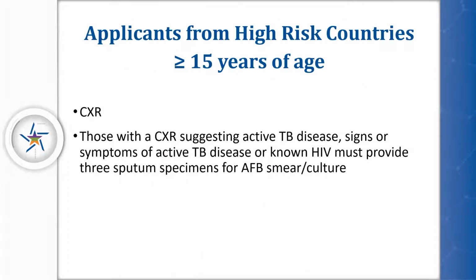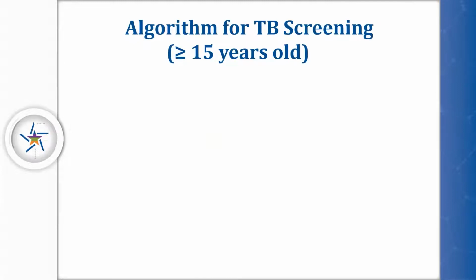So the chest x-ray, again, for those who are greater than 15 years of age, must have a chest x-ray and a history. Those with a chest x-ray suggestive of active TB disease, or who have signs or symptoms of active TB disease, or who are known HIV positive, must produce 3 sputum specimens.